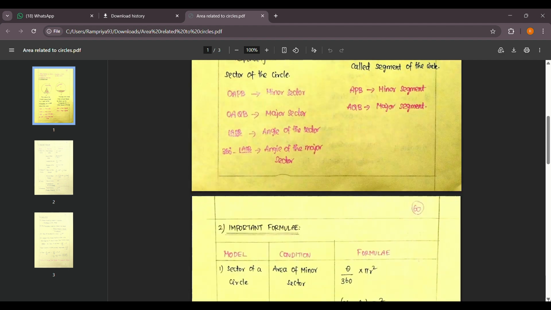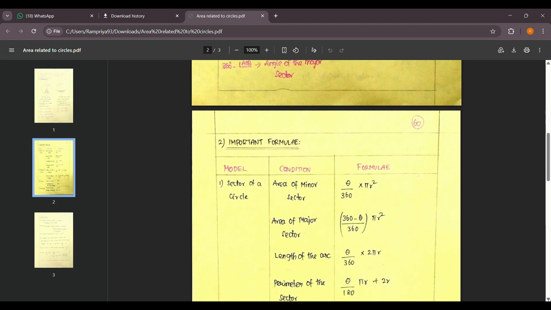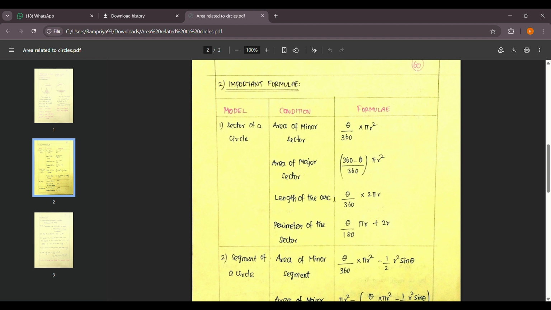Now you have all the important formulas I have given. Sector of a circle: we have now seen what is a minor sector and what is a major sector. So the area of a minor sector is theta by 360 into pi r square. Theta can be any angle, and the area of a major sector, you just have to remember this formula: (360 minus theta) by 360 into pi r square. If you remember this formula, you will be able to solve it.